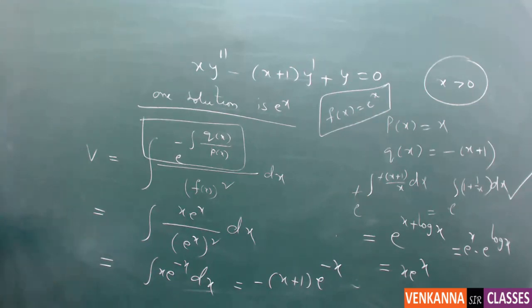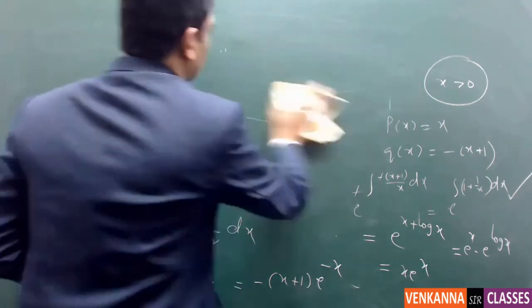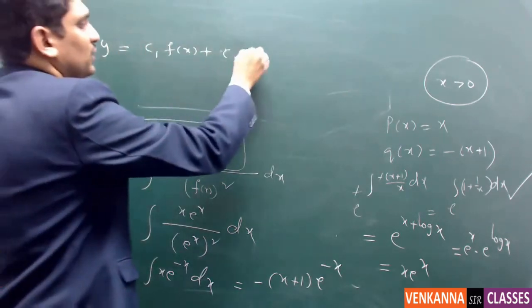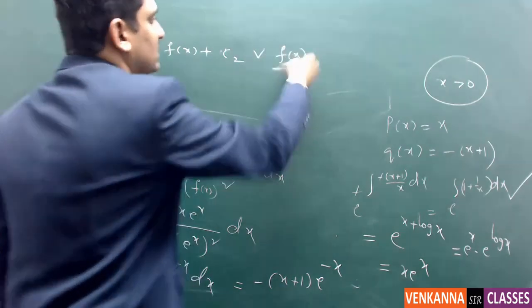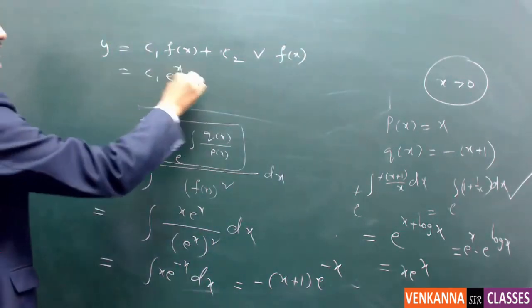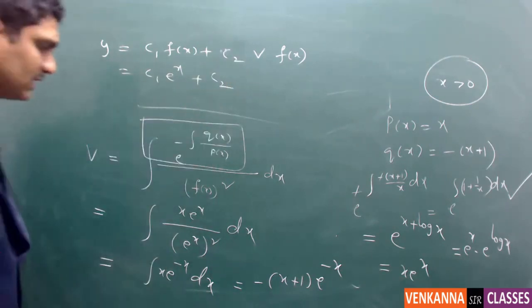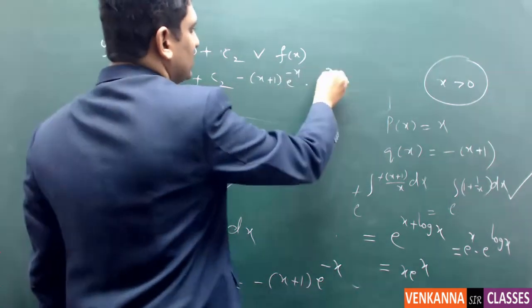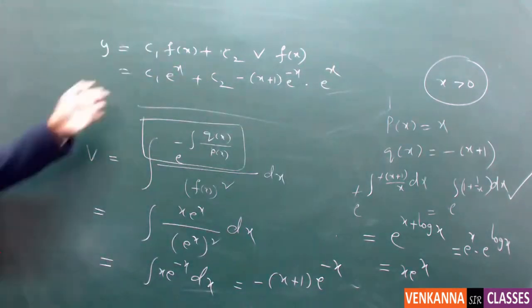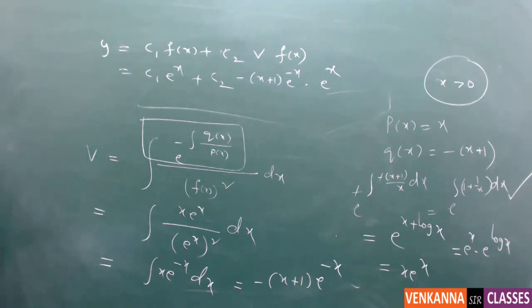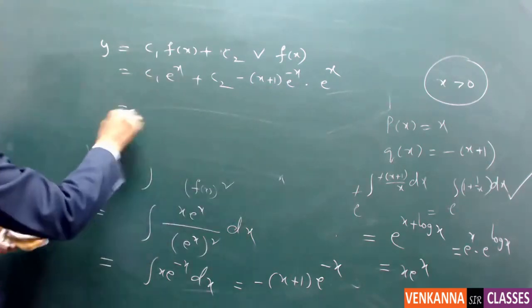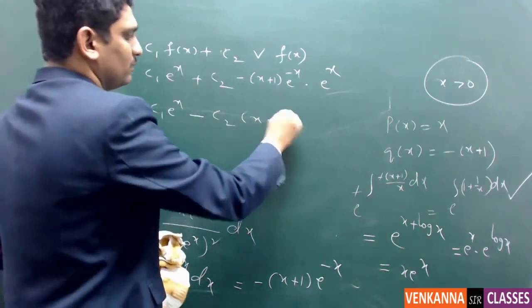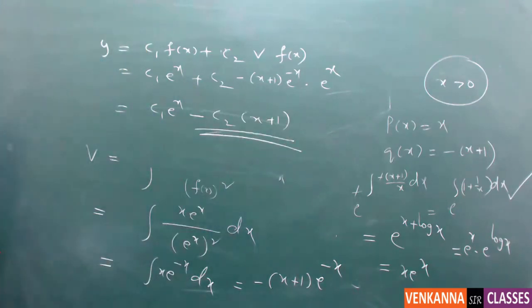So this is v value, and the final solution is given by y is equal to c1 f of x plus c2 into v into f of x. So c1 e power x plus c2 into v, that means minus of x plus 1 into e power minus x, into f of x, that means e power x. So you can see the final answer is given by c1 e power x plus or minus c2 of x plus 1. So this is the complementary function value.